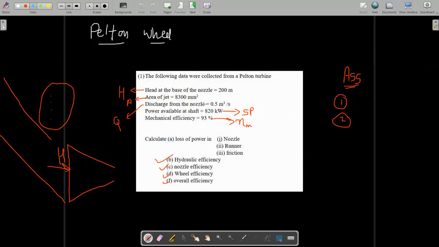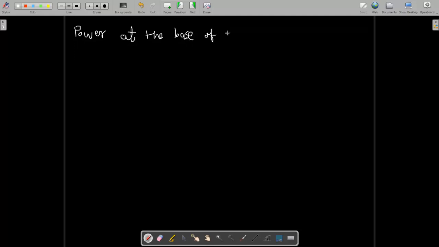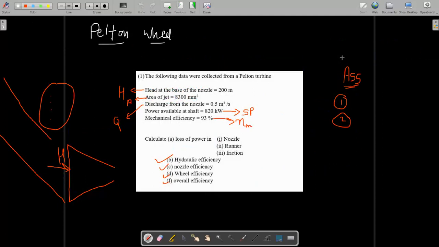So let's start. First, head is given to us in the nozzle. So we will write power at the base of nozzle. What is the power at the base of nozzle? That is rho gQh. Okay, you know this equation very well. So what is the rho? That is 1000. g is equal to 9.8. Discharge value is given to us, that discharge is 0.5 meter cube per second.